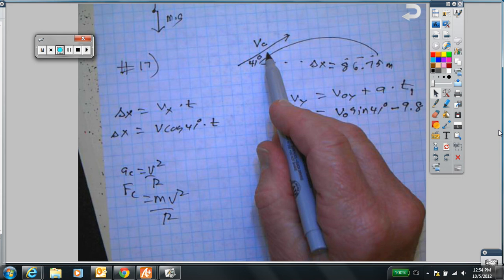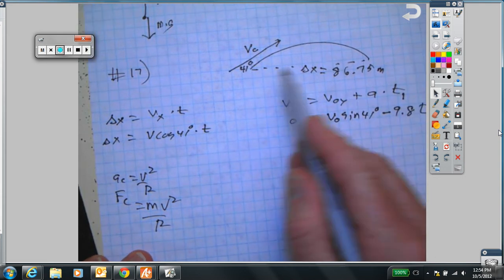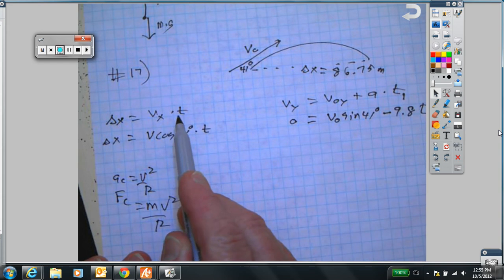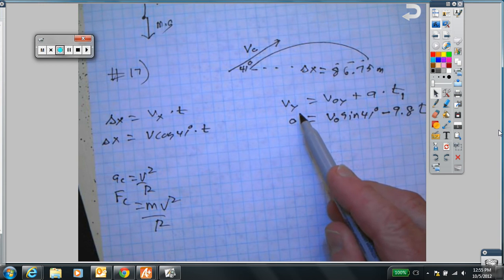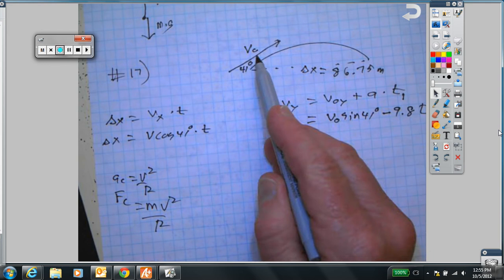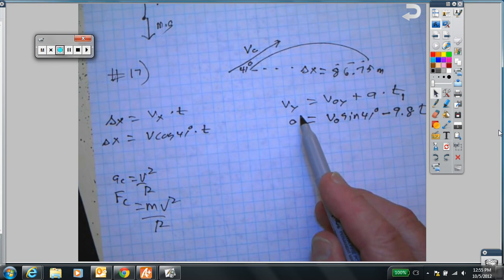That yields a projectile motion question. Let me give you a couple of hints. First of all, we know the delta x. So that formula, delta x equals vx times t, is very useful. The unfortunate thing is we're looking for vy, or excuse me, v0. And so we don't know what that is, and we have to work backwards a little bit.